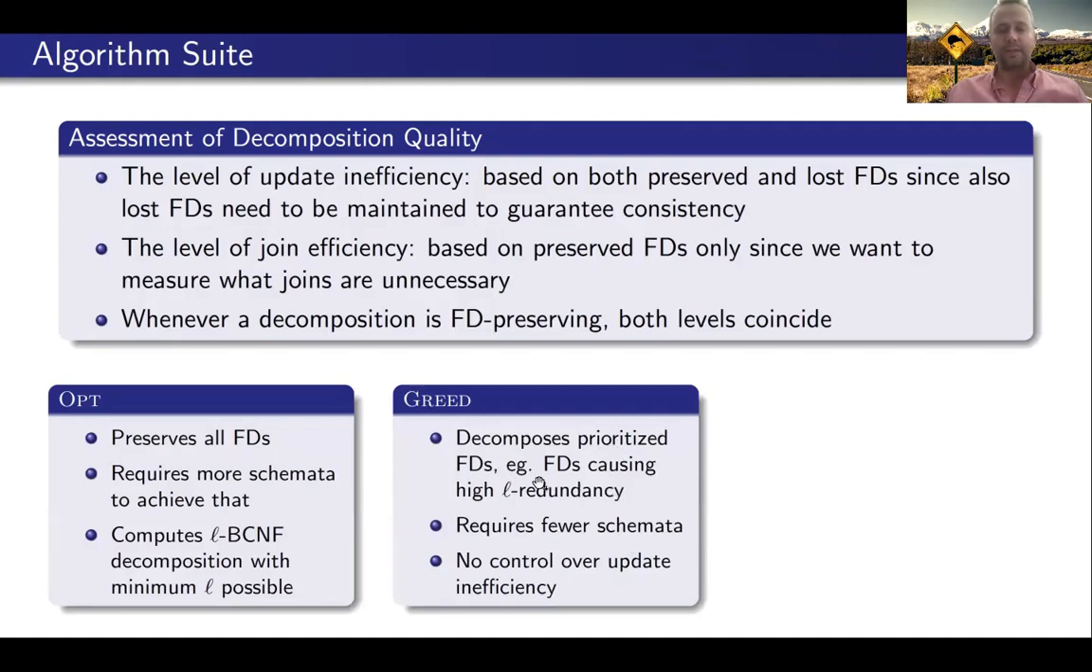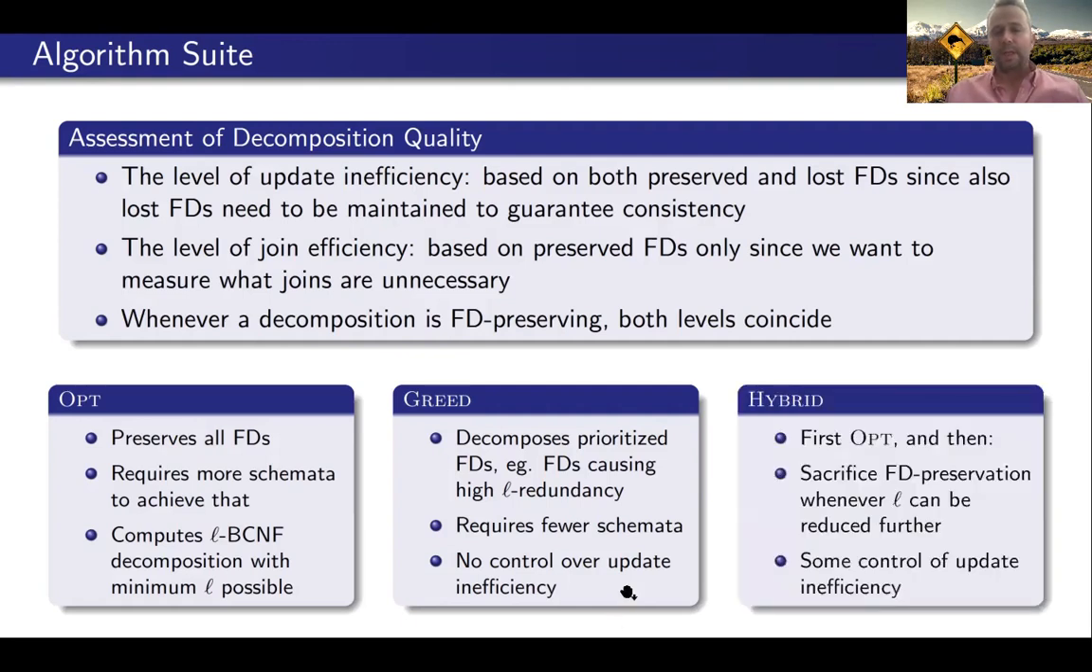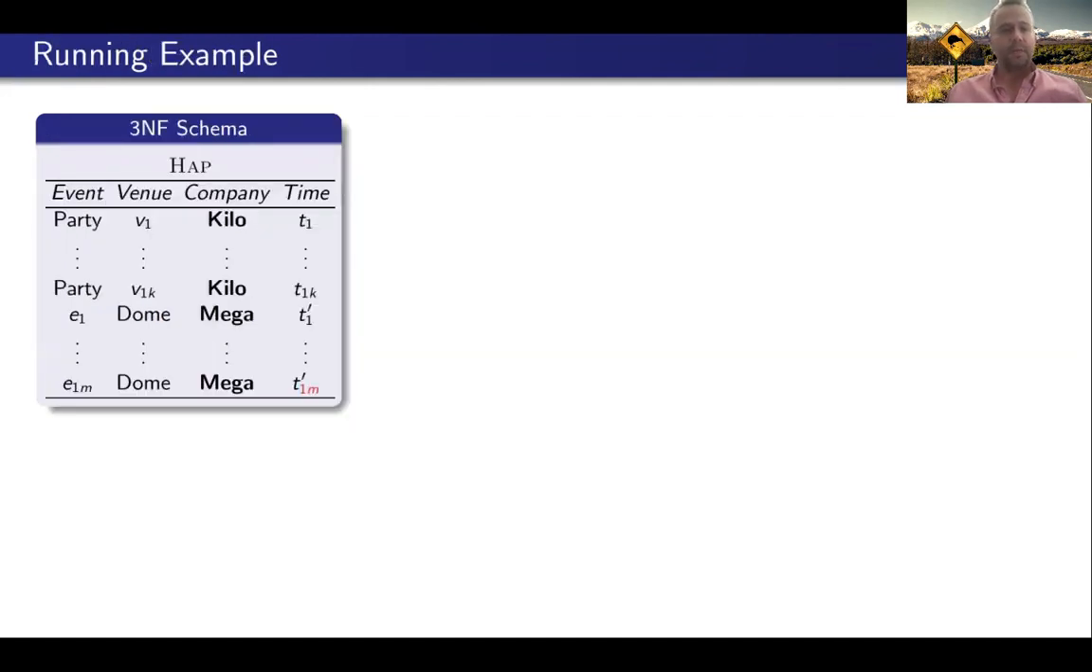So if we want to have a decomposition with fewer schemata, then we can decompose alongside prioritized FDs, for example, those that cause a high level of data redundancy. But then we have no control over the lost FDs and therefore no control over the update inefficiency either. In a hybrid algorithm, we first apply opt, and then we sacrifice FD preservation whenever L can be reduced further by another decomposition step. So here we regain some control over lost FDs and also therefore some control over the update inefficiency as well.